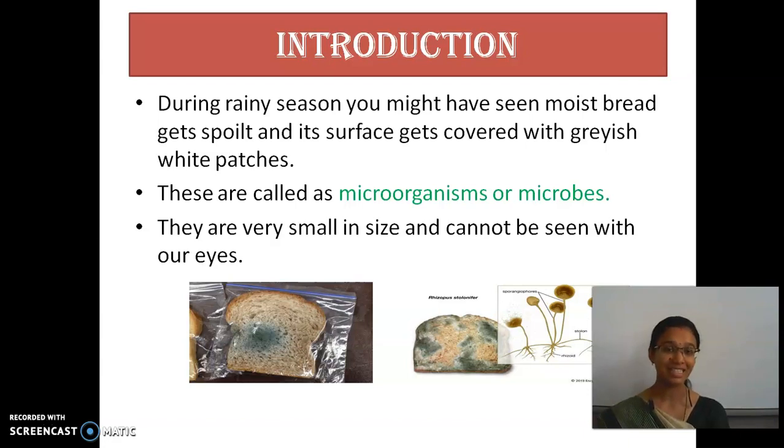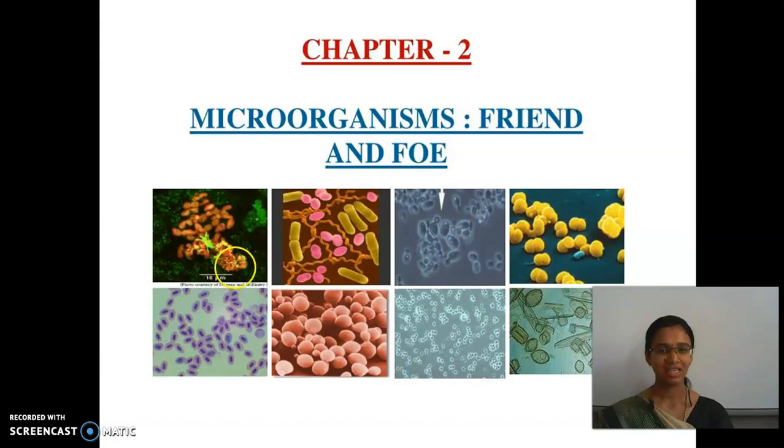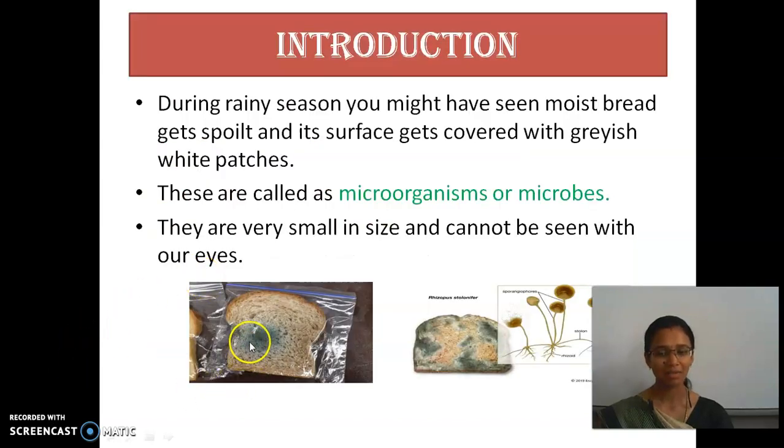During the rainy season, you must have seen moist bread in your houses, right? There are some patches on the bread. These patches are due to the formation of microorganisms. So they are named microorganisms or microbes. They are very small in size and they cannot be seen with our naked eyes.